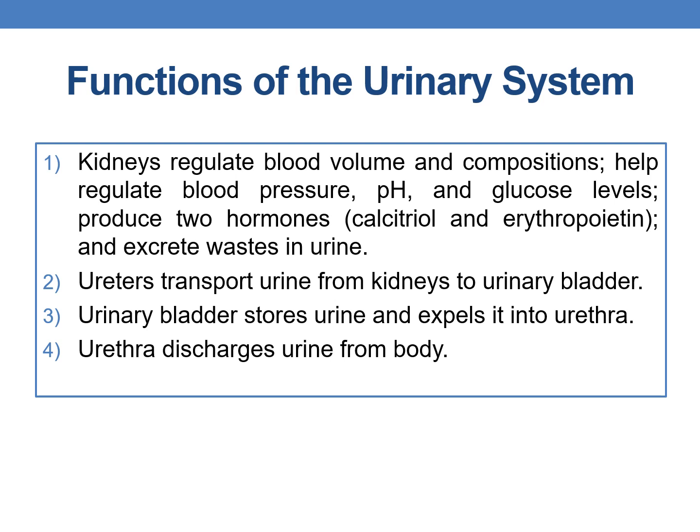Coming to the functions of the urinary system, the kidneys regulate the blood volume and composition, and help regulate the blood pressure, pH and glucose levels. They produce two hormones, calcitriol and erythropoietin, and excrete the waste in urine. Ureters transport urine from kidneys to the urinary bladder, and the urinary bladder stores the urine and expels it into the urethra. The urethra finally discharges the urine from the body.